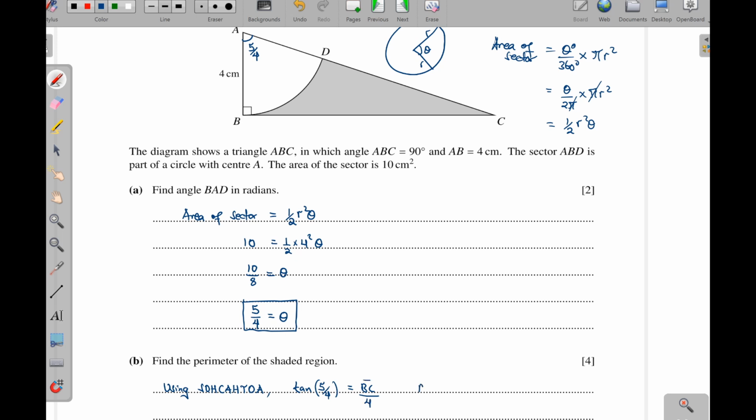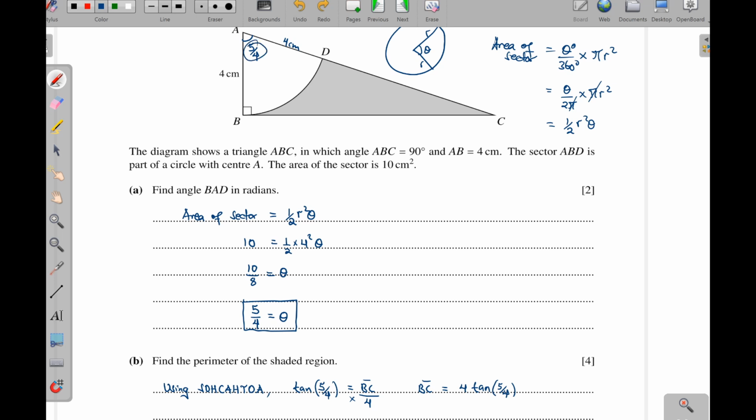So meaning the length BC is going to be equal to, you just cross multiply, that is 4 tan of 5/4. I can leave it there exact, then I round off at the end. Then also here, I can get this one here, okay? And then after I subtract off the 4 centimeters for AD, okay?